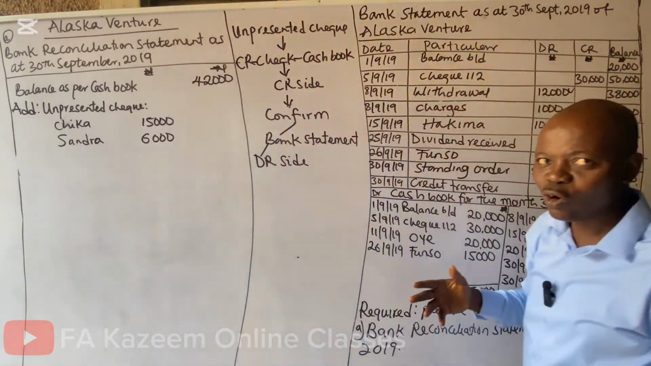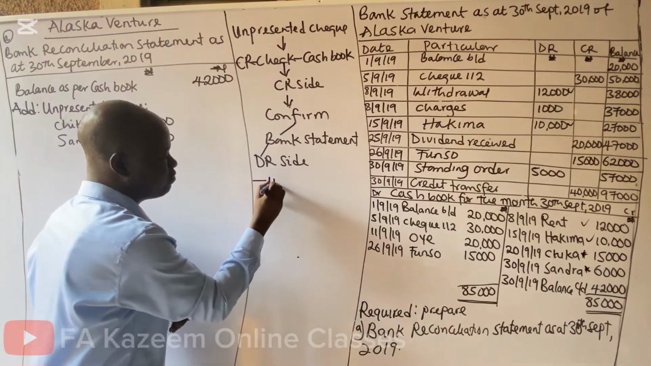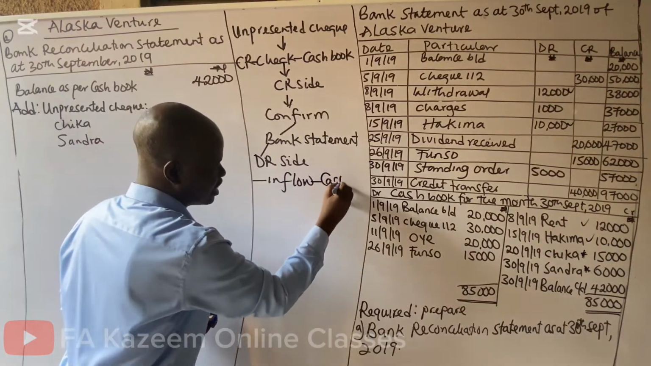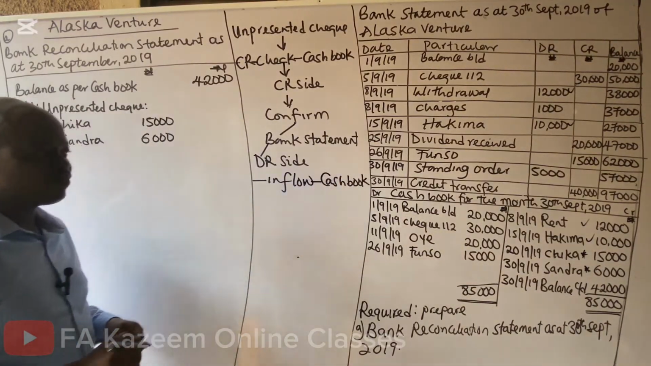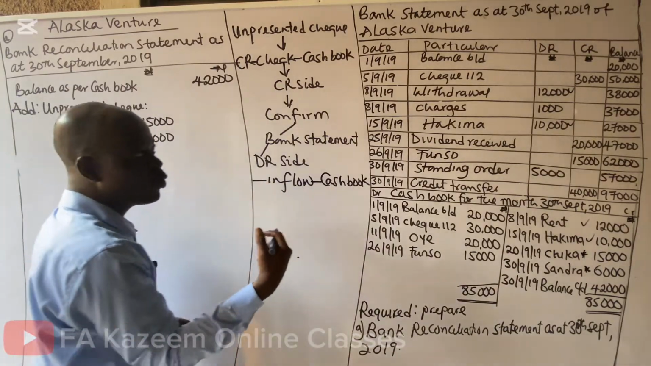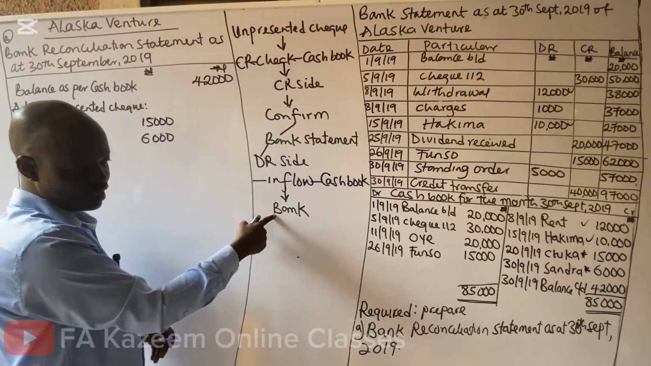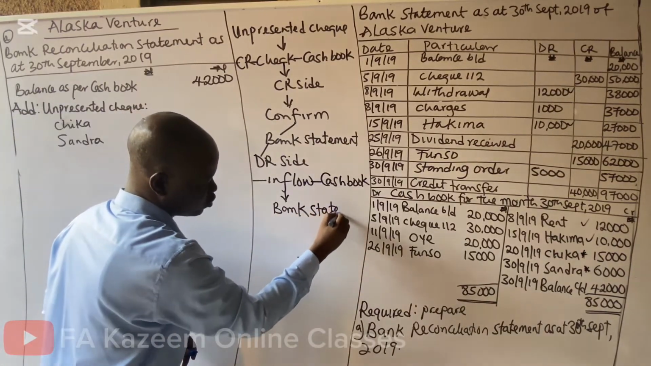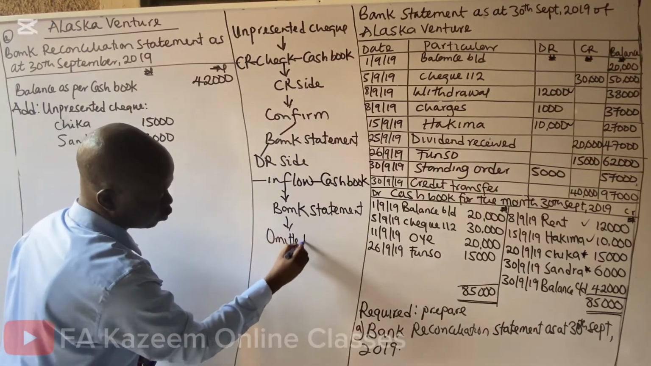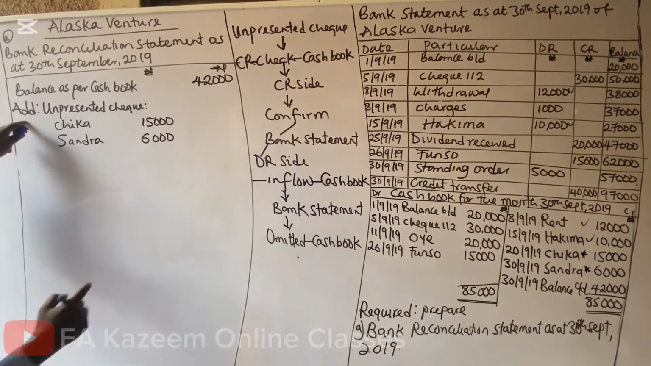Now, what other things are to be added is the second category. The second category is all inflow. All inflow that has not been reported in the cash book. What I mean is that all inflow into the bank statement, but has been omitted in the cash book, is what is going to be added back to the cash book.